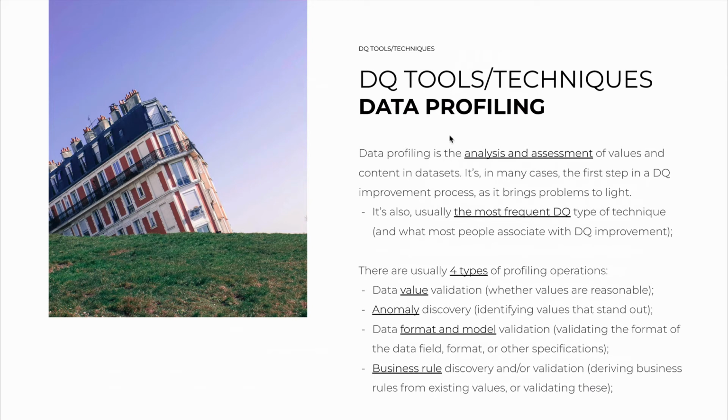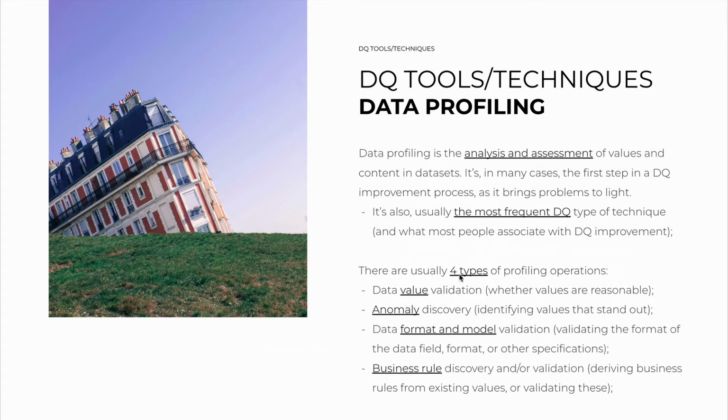Data profiling, in specific, is the analysis and assessment of values and content in any dataset. It's in many cases the first step in the data quality improvement process because it's what brings the data problems to light. And then all of the other steps are about fixing them. It's also the most frequent data quality type of technique, and it's what most people associate with data quality improvement. But out of curiosity, it may be the most frequent one because you don't always follow up on it. You may always do profiling to detect problems, but you may not fix all of these problems. But anyway, here we are.